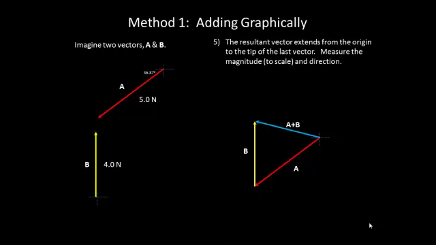And your resultant vector will extend from the origin, or the tail of the first vector, to the tip of the last vector. Now you take this new vector that you just found, you measure the magnitude to scale and the direction, and then that is your vector. So when I added A plus B and measured this with a ruler and a protractor, I got 2.1 newtons at 14 degrees above the negative x-axis.